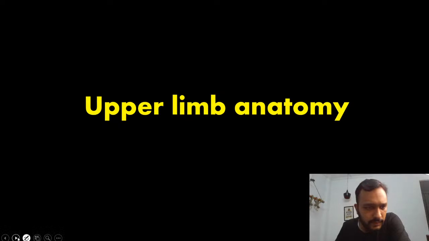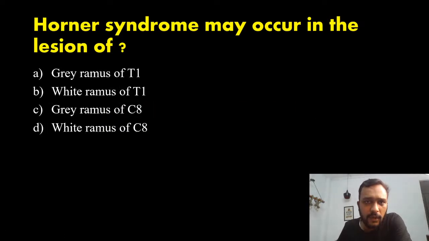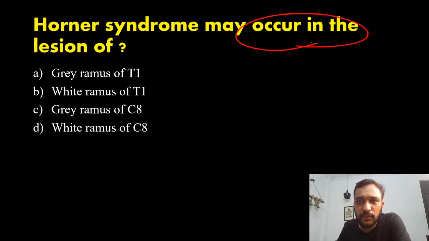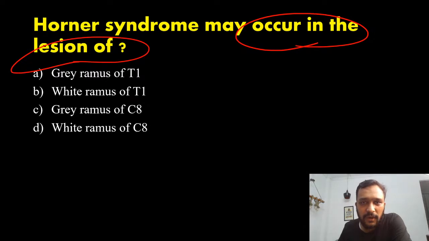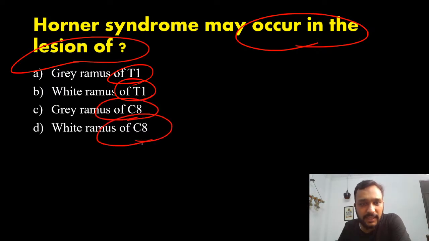Okay, so guys, Horner syndrome. This is the first question for you. Horner syndrome may occur in the lesion of: gray ramus of T1, white ramus of T1, gray ramus of C8, or white ramus of C8. I want you guys to reply in the chat section with your answers. Anyone, guys, what is your answer for this?